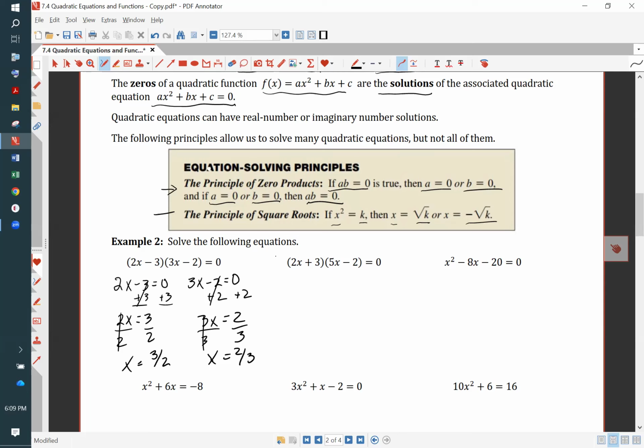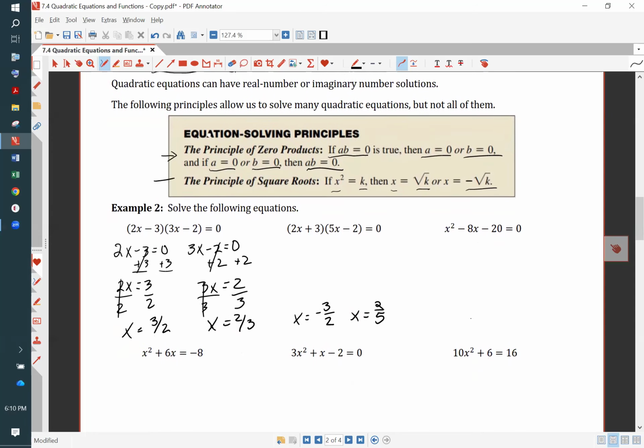Okay. Is it x equals -3/2 and then x equals 2/5? Yes. Does anybody need me to work through that? Or do you all understand? I got it. I got it.